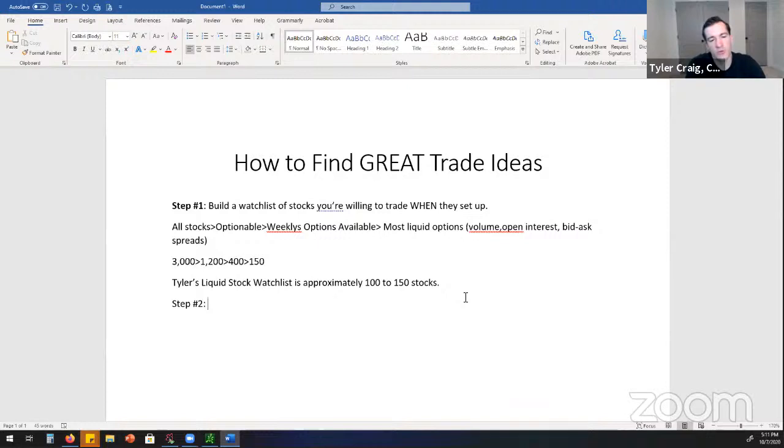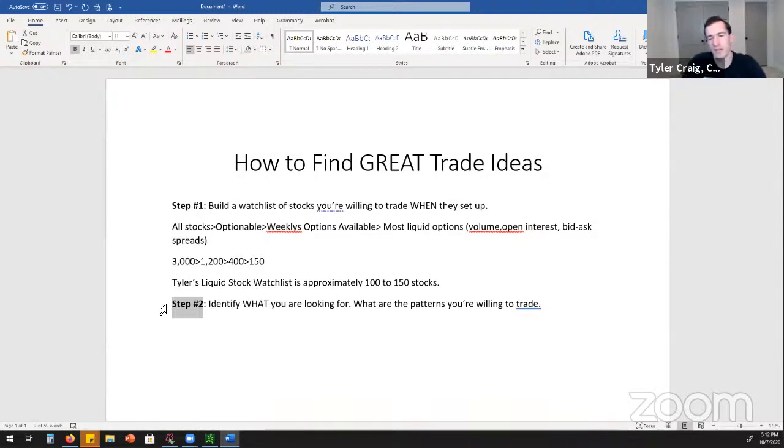Step two is you have to identify what you are looking for. What are the patterns you're willing to trade? Now, most of the time the stock market is bullish. If you look historically, 3 out of 4 years, it's going higher. Most of the time, we're above the 50-day moving average. So it's a lot easier over time to find bullish trades than bearish trades. So I'm going to focus on the bull side.